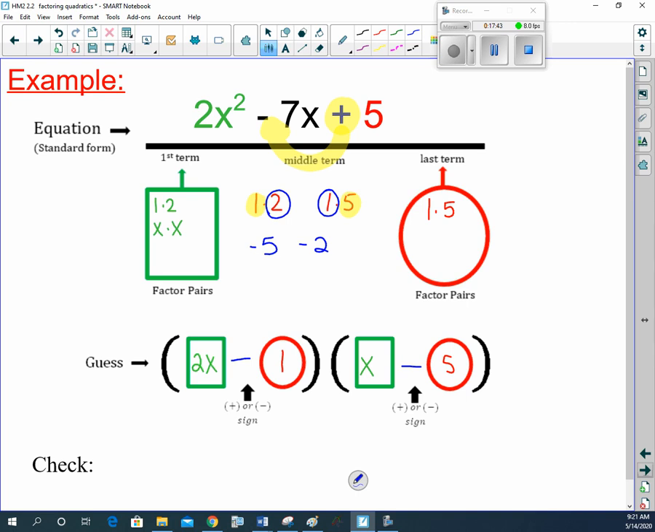Okay, so how did we want that to work? We want the 1 and the 2 to go together and the 5 and the 1 to go together. So I don't think this is the right way. Let's put the 5 here so that it can multiply by a 1, and then the 2 can multiply by 1 here.